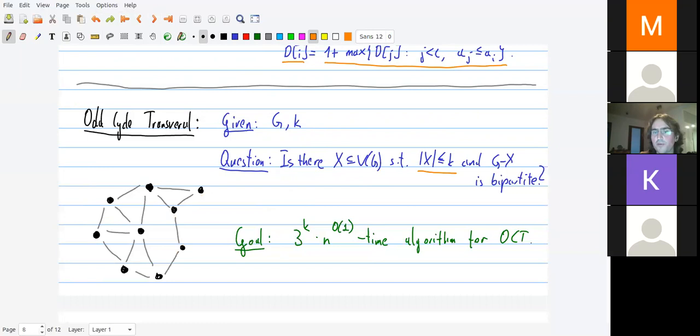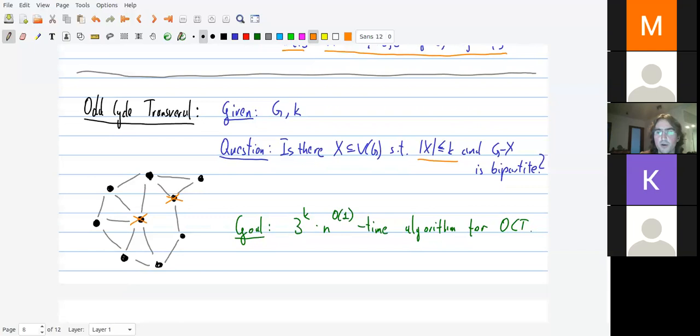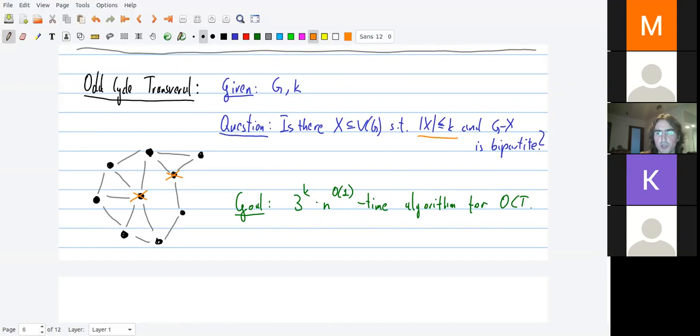So for instance, here I would need to remove all the triangles again. Maybe I need to remove this vertex, and now to kill also this triangle, maybe I need to delete this vertex. And the remaining graph is actually a forest, which is in particular bipartite. But now I need to remove vertices in order to kill all the odd cycles, which is why the name odd cycle transversal.